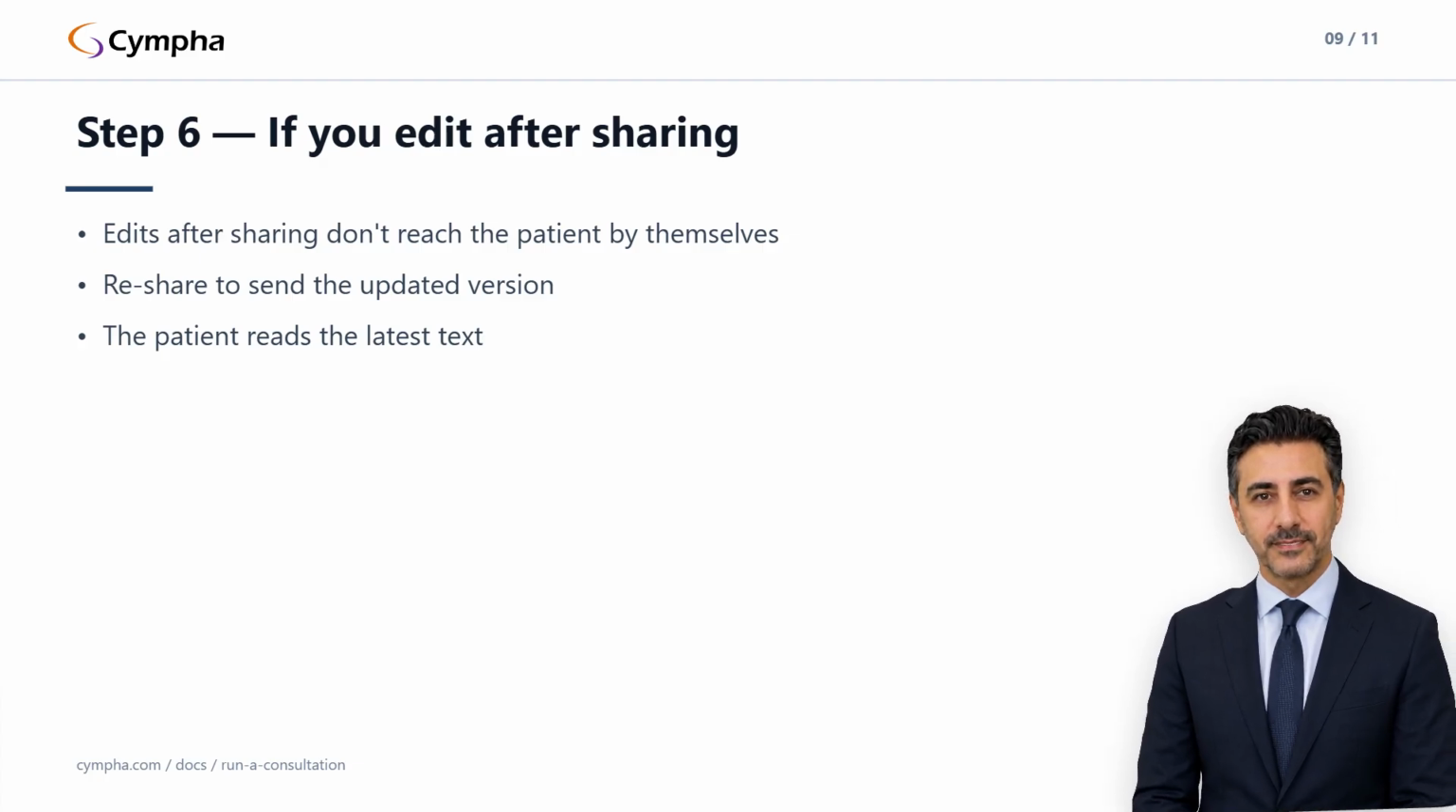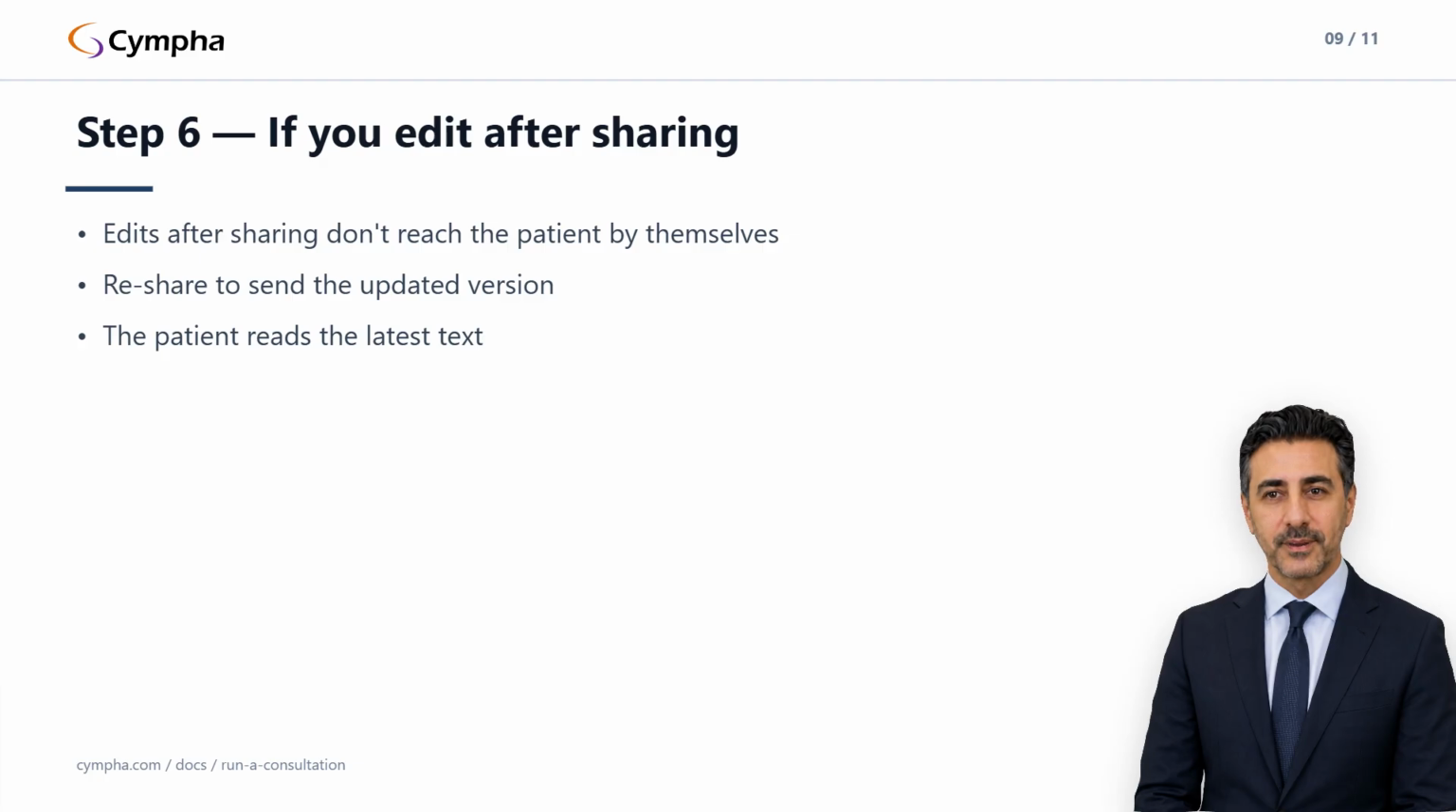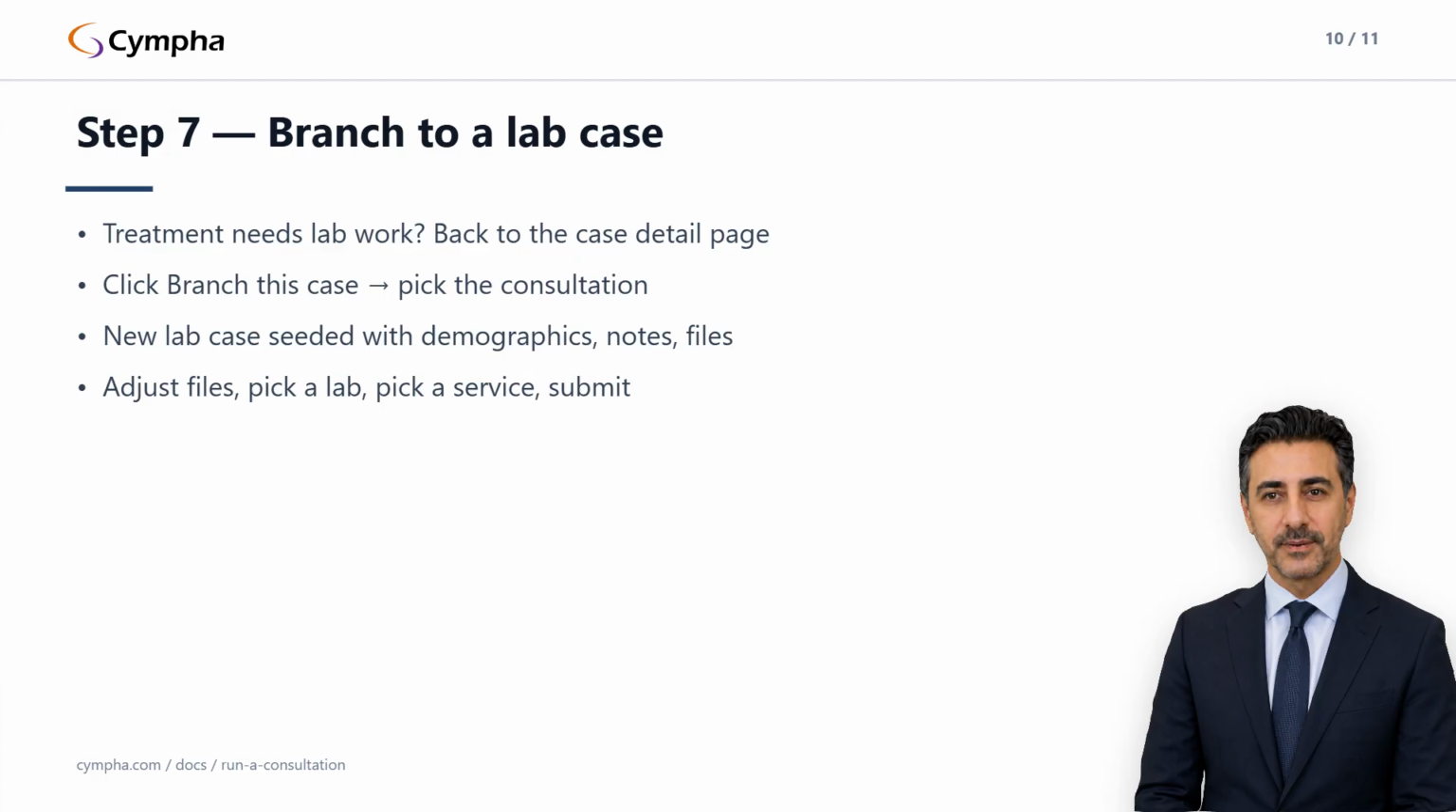And step 7, the bridge out of the consultation. If the recommended treatment needs lab work, crowns, aligners, surgical guides, implant prostheses, go back to the case detail page and click Branch this case. Pick the consultation you just ran, and Cympha seeds a brand new lab case from it. The patient demographics come across from the parent case. The consultation's chief complaint and treatment notes come with it, and the files you attach to the consultation arrive pre-selected.